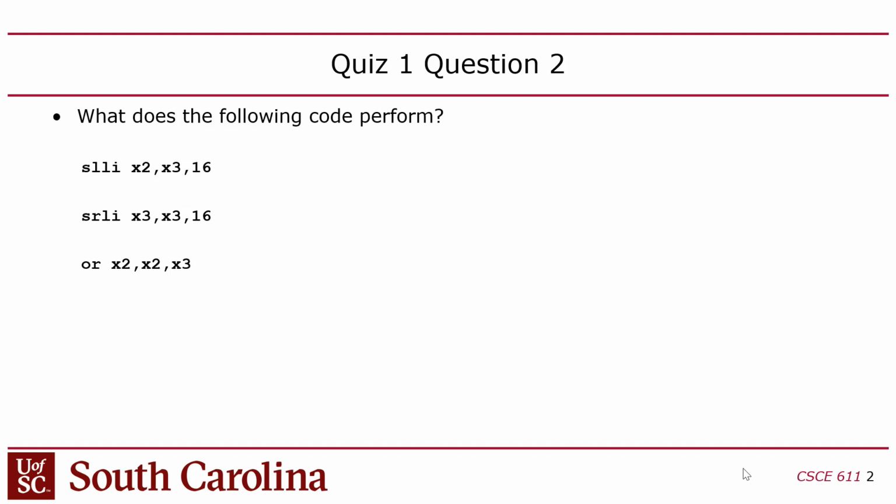Basically, we're going to put the upper half of x3 in the lower half, and the lower half in the upper half, and merge them together. So what that does is take the two halves of the contents of register 3 and just swap them.